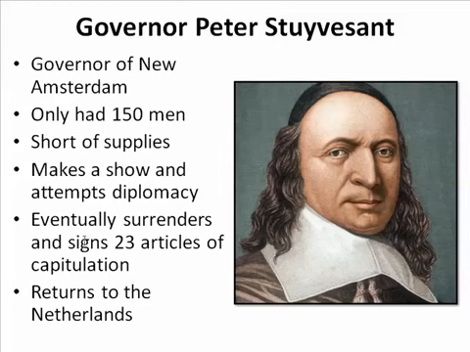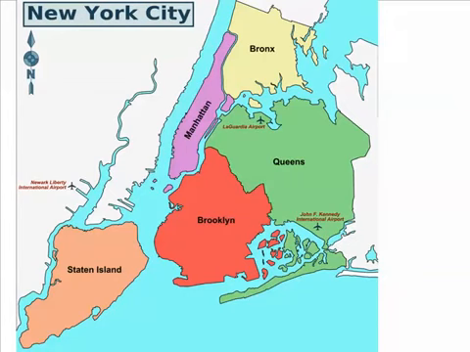But eventually he surrenders and signs 23 articles of capitulation and gives up. He goes and gets on a ship and he returns back to the Netherlands. And then New Amsterdam is going to be turned over to the English, and then James, the Duke of York, is going to take it over, and King Charles II is going to issue him a grant, and they're going to change New Amsterdam, the city, to New York City after James, the Duke of York.